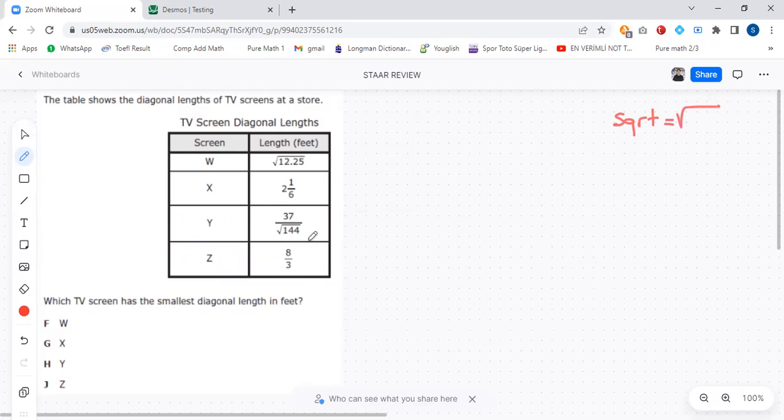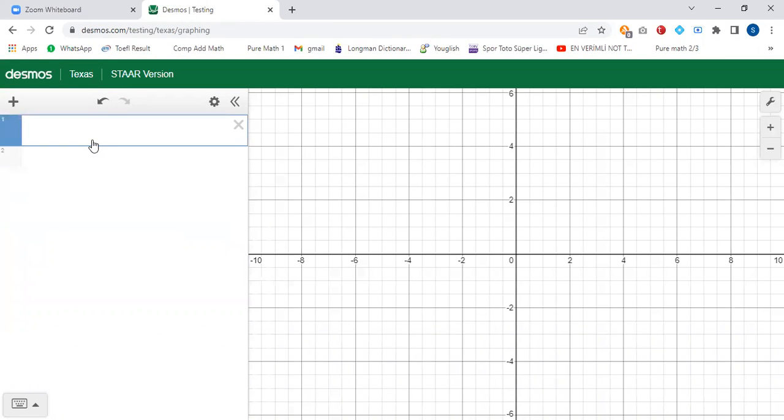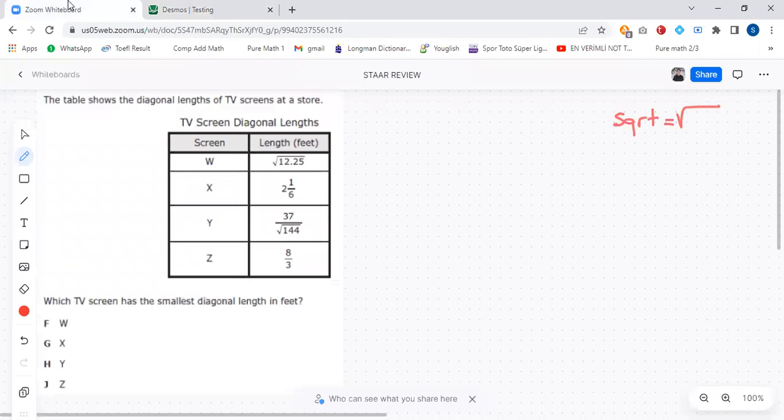We are trying to find the smallest one. So square root of 12.25. I'm going to delete these. Square root of 12.25. That's 3.5. So let's write that down here. 3.5. And 2 and 1 over 6.